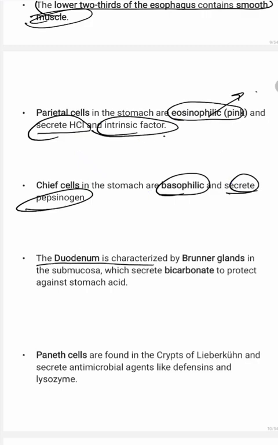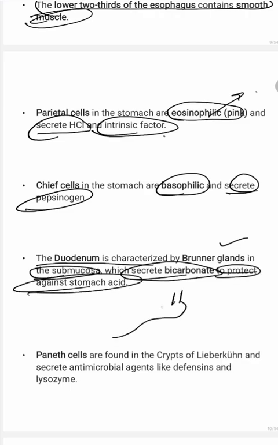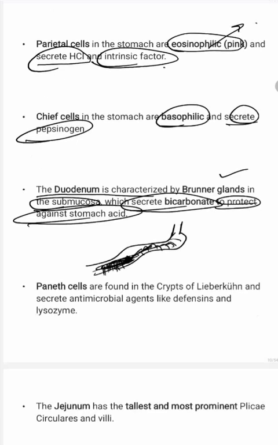Now, the duodenum is characterized by Brunner glands in the submucosa, which secrete bicarbonate to protect against stomach acid. So now this is the stomach. In the stomach there is acidity. So when the chyme goes to the duodenum, there must be some protective mechanism. So there are Brunner glands that secrete bicarbonate and neutralize the acid that is coming from the stomach.